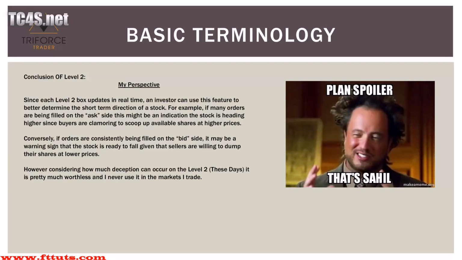So the conclusion and my perspective: since each level 2 box updates in real time, an investor can use this feature to possibly see a direction of a stock. For example, if many orders are being filled on the ask side, this might be an indication the stock is heading higher, since buyers are clamoring to scoop up available shares at higher prices. Now, I have people that just watch level 2 just because, and some people just like watching it. Conversely, if orders are consistently being filled on the bid side, it may be a warning sign that the stock is ready to fall, given the sellers are willing to dump their shares at lower prices.